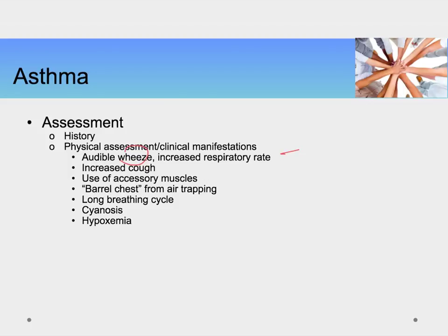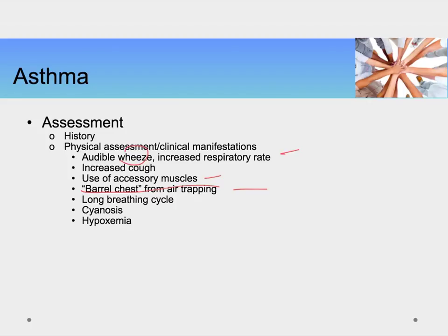Again, like I said, they're going to use those accessory muscles because now they've got a harder work of breathing to bring air in through those constricted airways. Barrel chest from air trapping. This is usually somebody who has really had a hard time with their asthma. This isn't common in all of your asthmatics. Long breathing cycle, that's the inspiratory and expiratory phase.